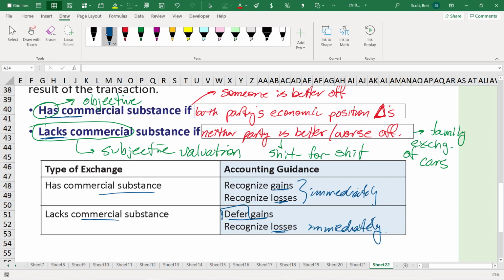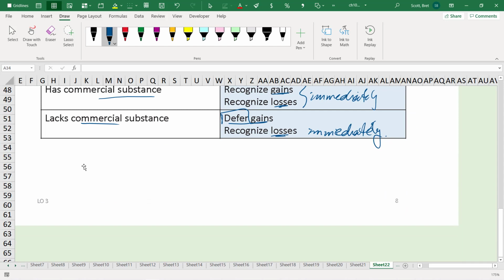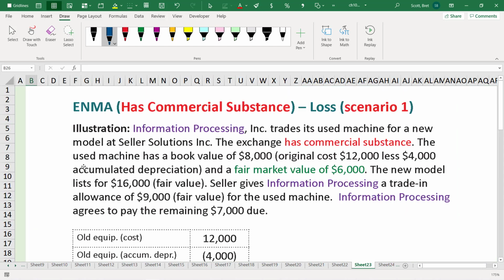Silly little rules, but in general, it's meant to protect, in this situation, any recording of gains at unreasonable or unverifiable price levels or fair value levels. So I've created a bunch of different scenarios for you. And the first three scenarios will look at situations where a transaction has commercial substance. So information processing trades its used machine for a new model, a new machine, and the exchange has commercial substance.